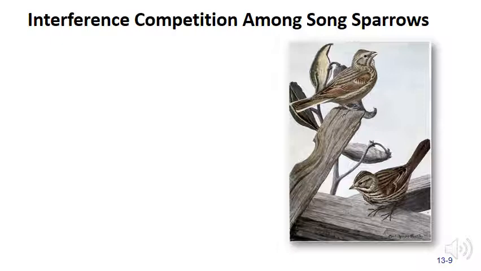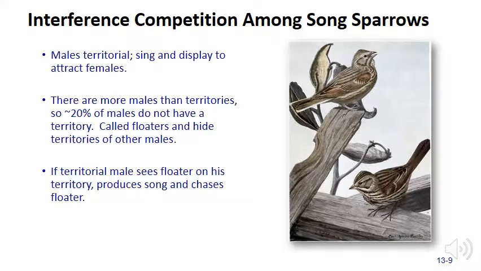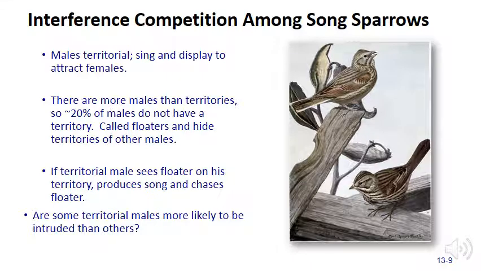And interference competition in nature can be exemplified by competition between song sparrows. Male song sparrows are territorial. They keep a territory in which they sing and display to attract females. But there are more males than there is space for territory. So around 20% of males don't have a territory, and we call these males floaters. What they essentially do is just hang around waiting for those dominant males to die, or in some cases trying to attack them and take over their territories.